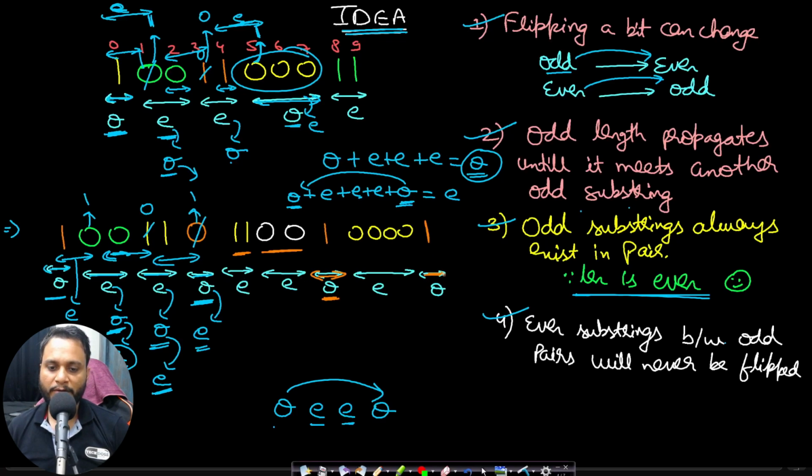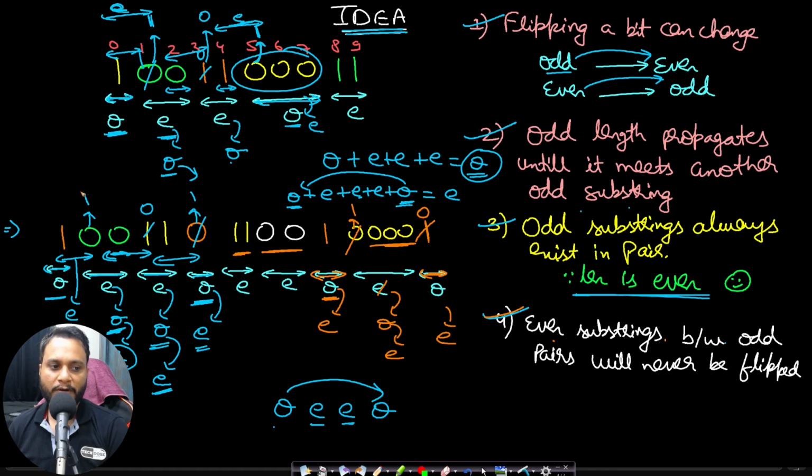There must be another odd substring to the right of it, so that if you convert this odd to even by doing a flip of bit, then this becomes of odd length, right? And then if you try to convert this to even length again by just doing a bit flip, then actually everyone will be converted to even length in between the two odd substring length.